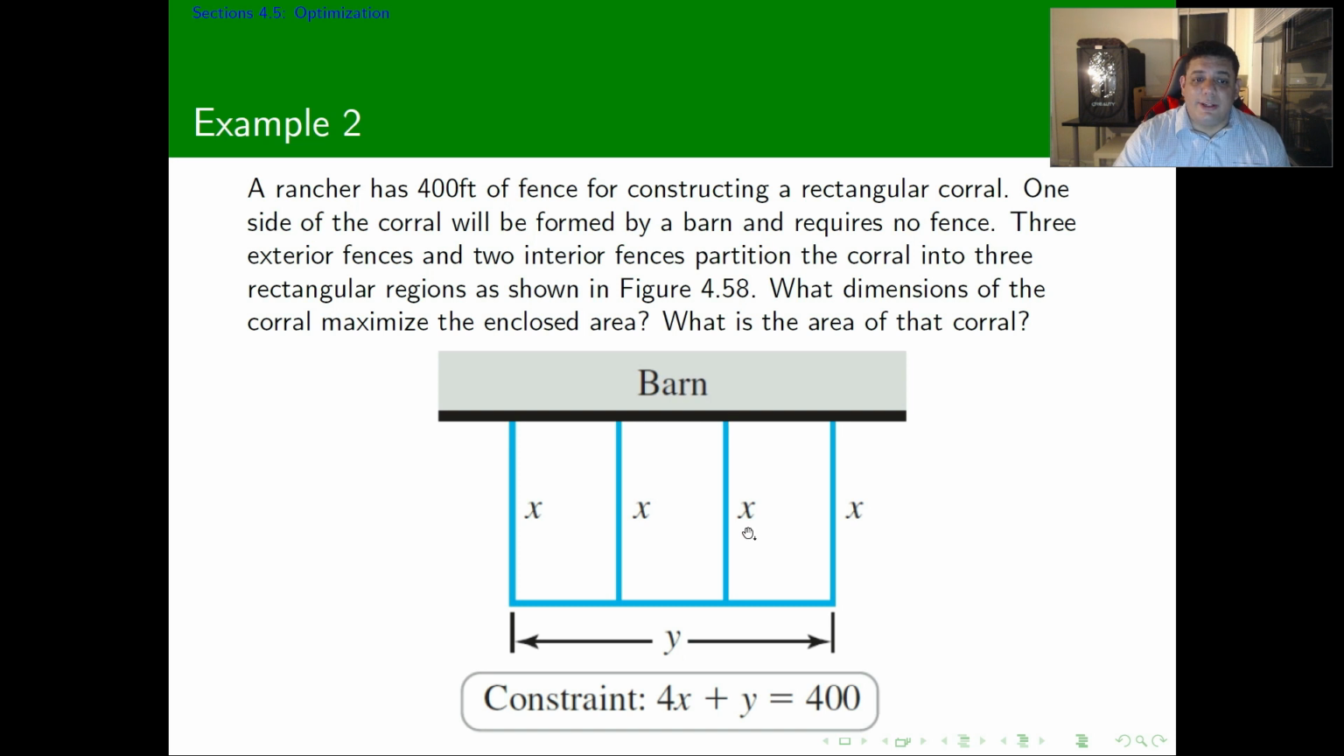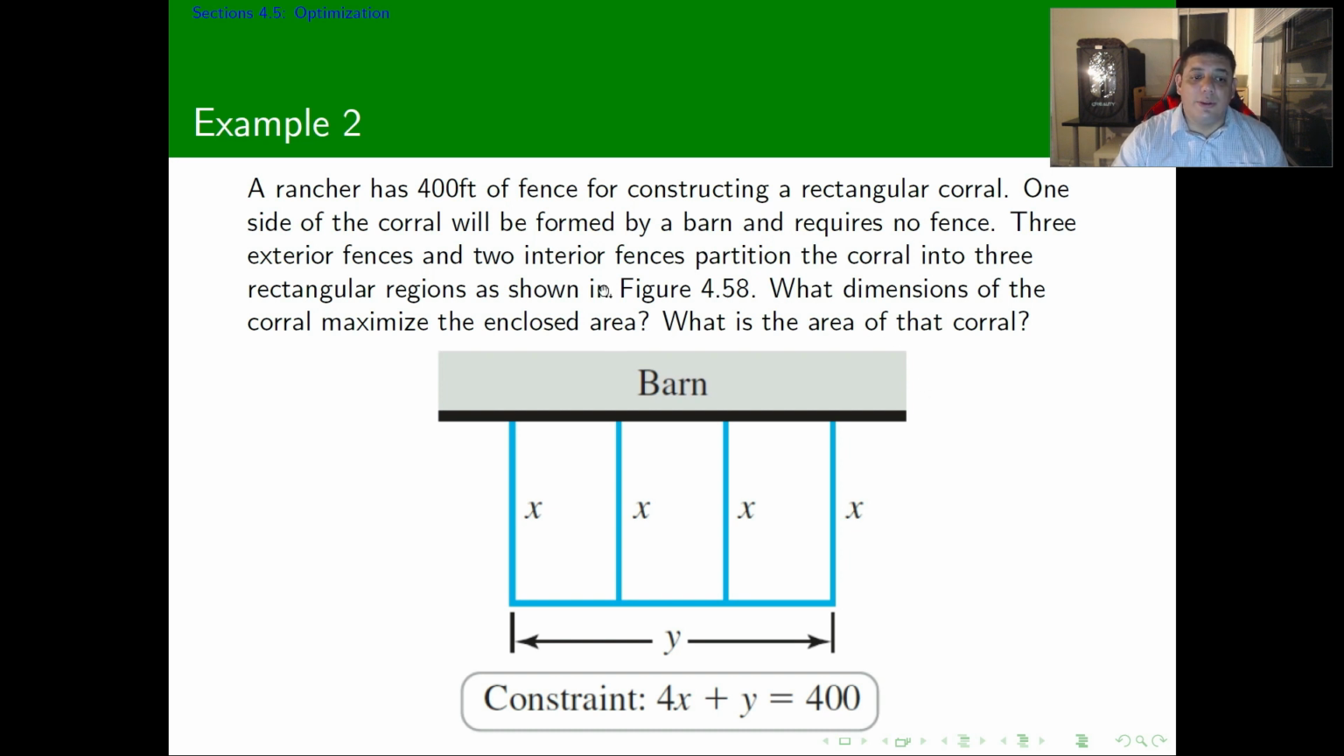Now, I don't know what the dimensions of this are, but I'm going to call this side X, and I'm going to call this Y. Now, this is going to give me 4X plus 1Y, and that needs to be the total fence that I have. So this is going to give me my constraint. Notice 4X plus Y needs to be equal to 400 feet of fence. So this is my constraint function. This is the first thing that I get. Notice that you can identify the constraint because it's always a function equal to a constant number. Okay?